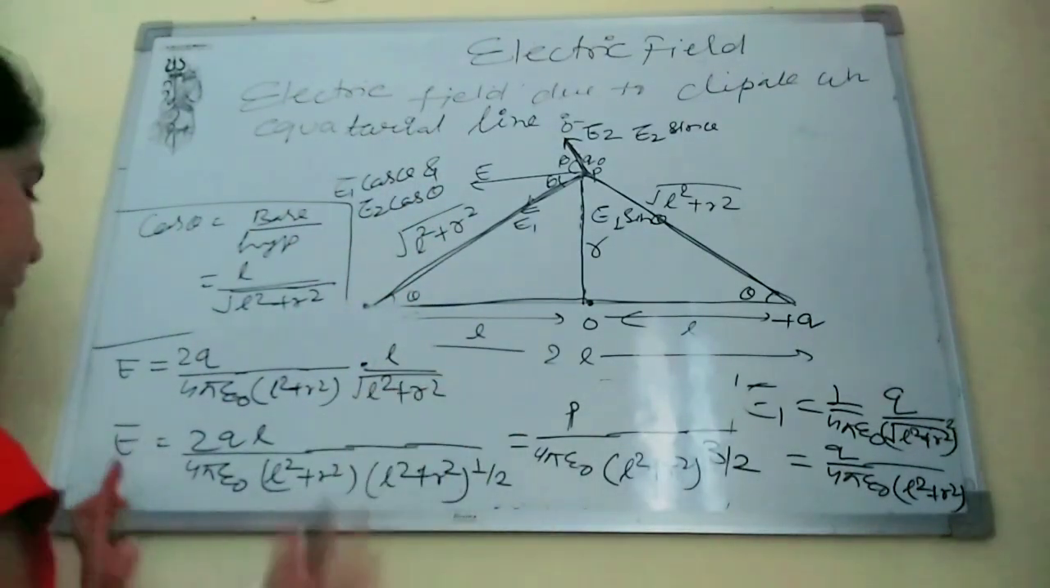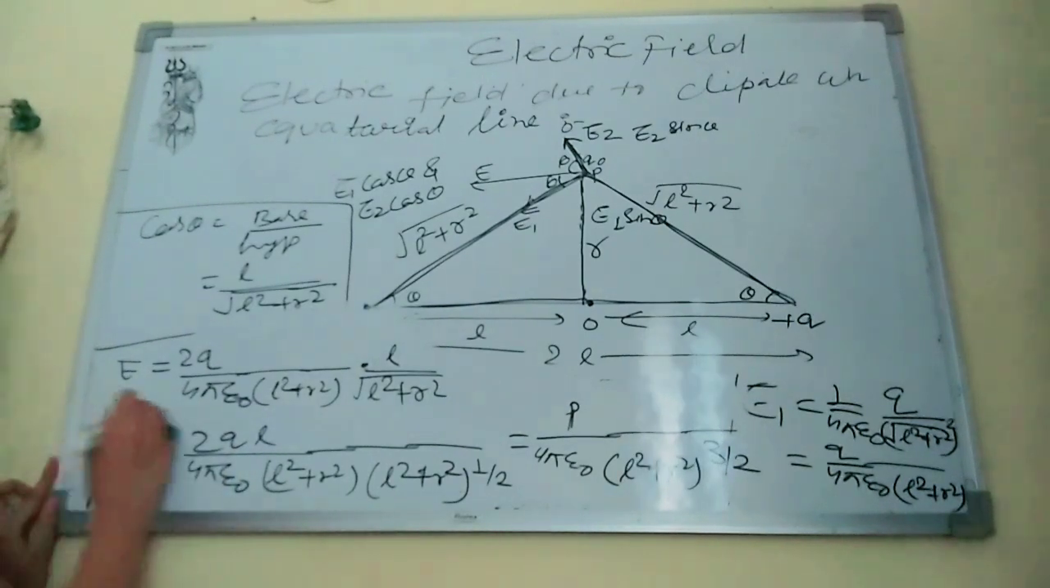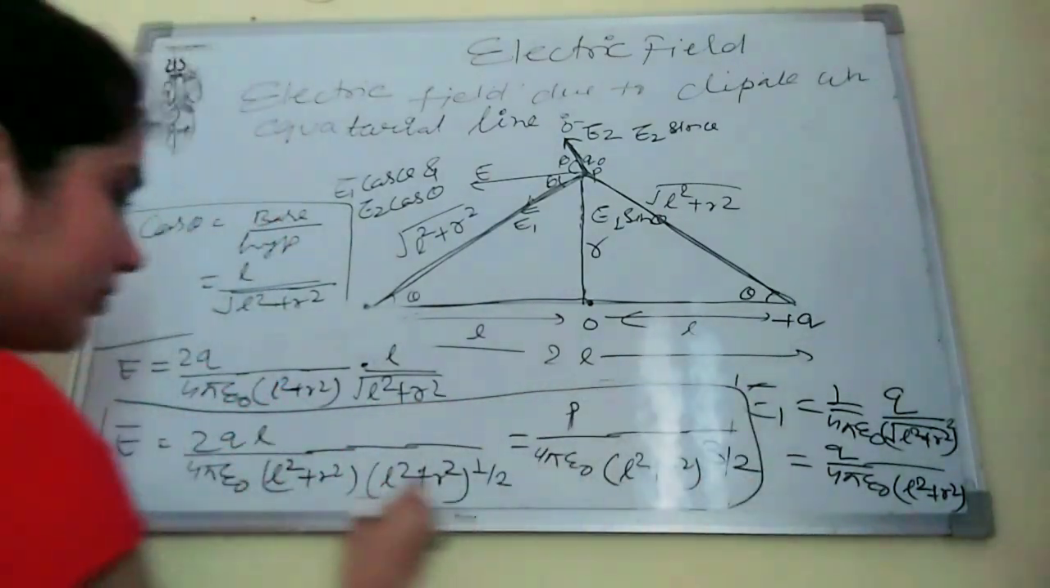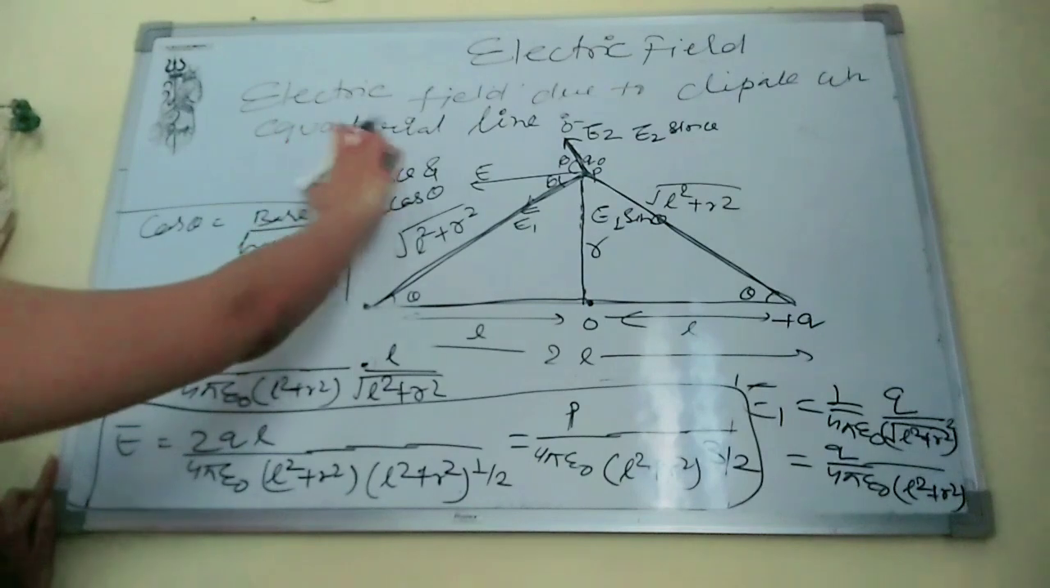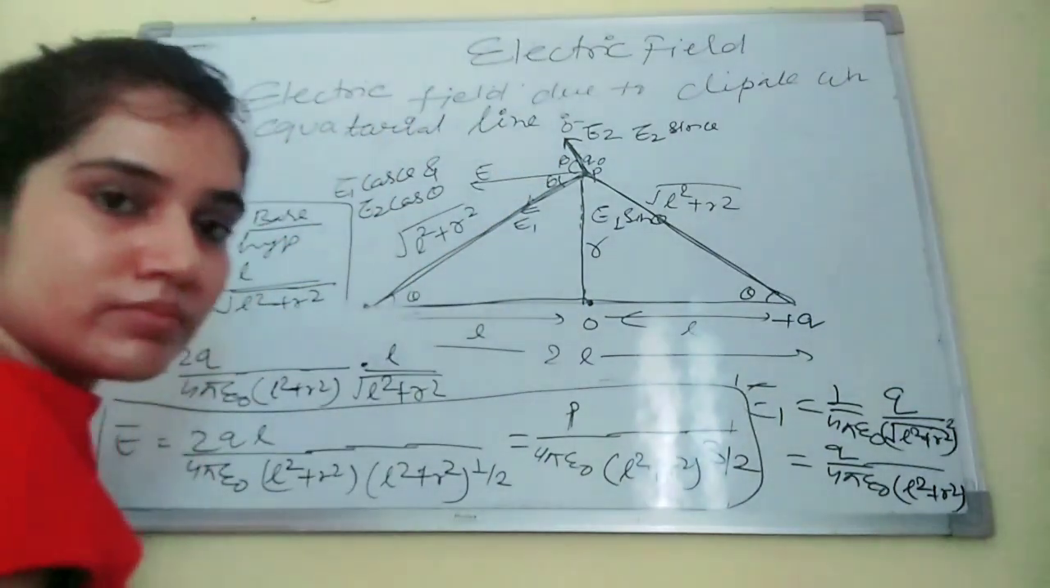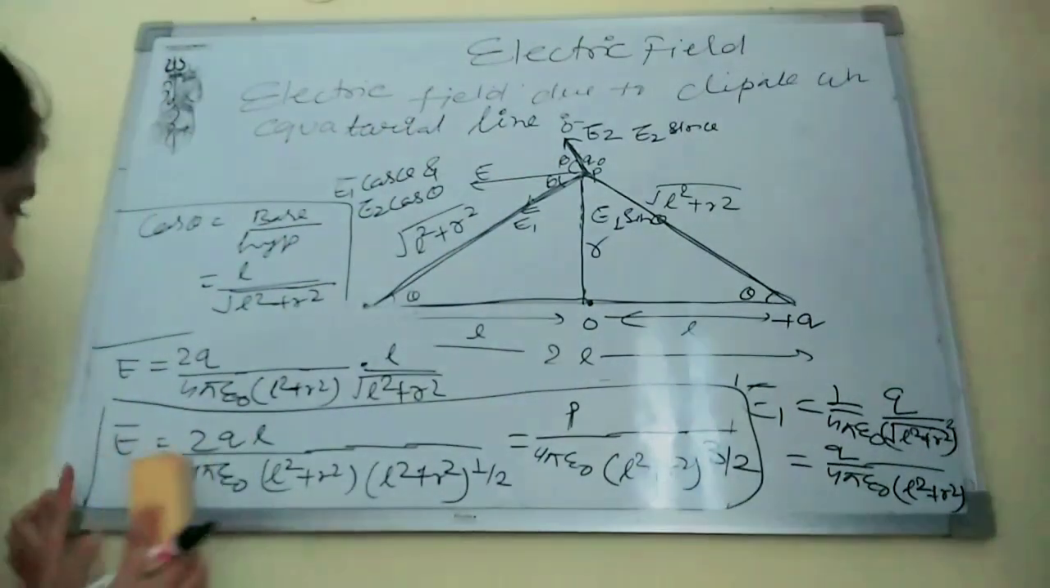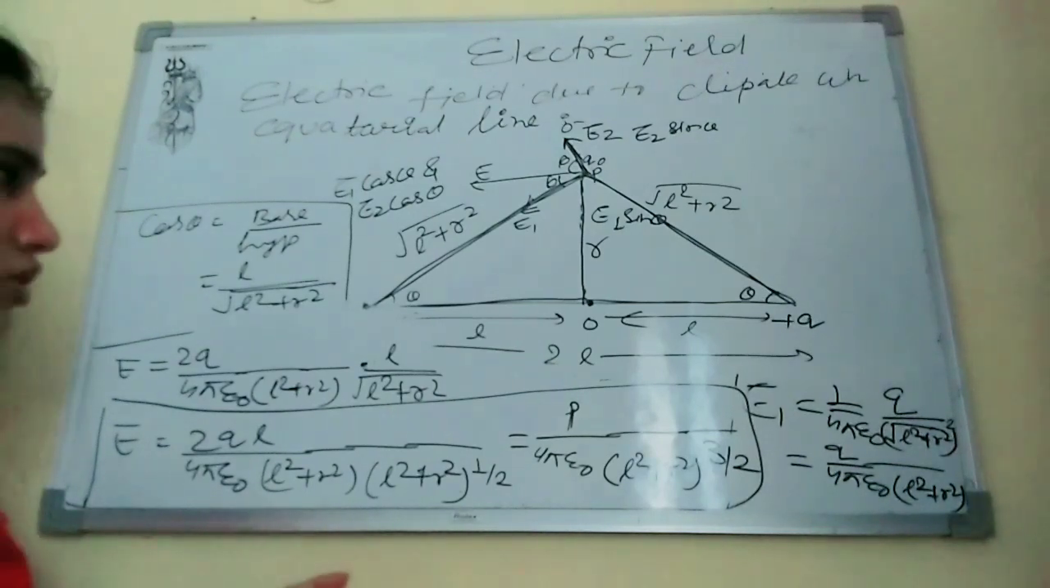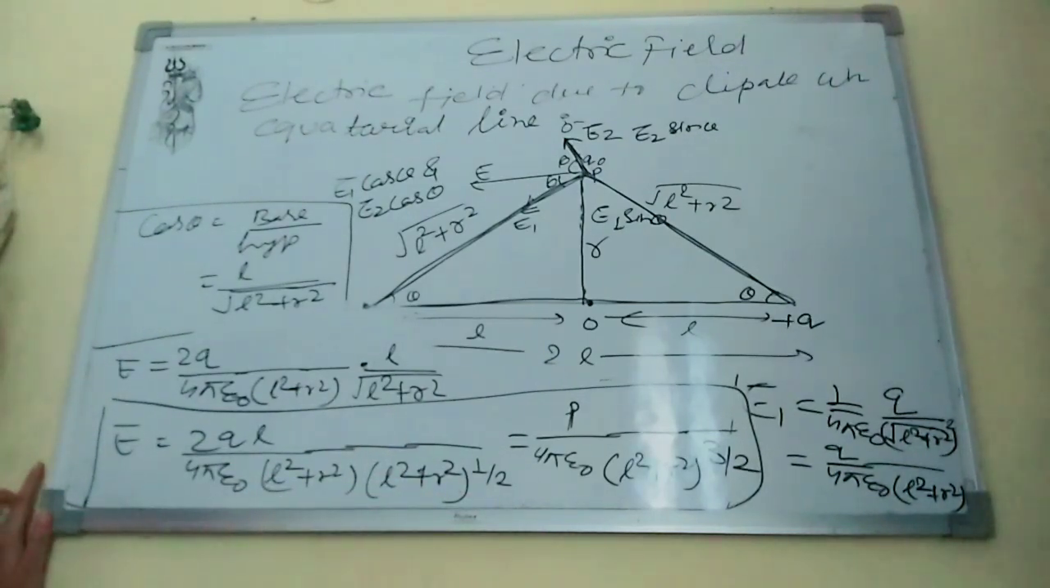Okay, this is the one condition. This is the expression for electric field because of the equatorial line. Okay, very simple. Just take a screenshot, and there is one case. What is the electric field? P upon 4 pi epsilon naught, L square plus R square to the power 3 by 2 for the equatorial line.